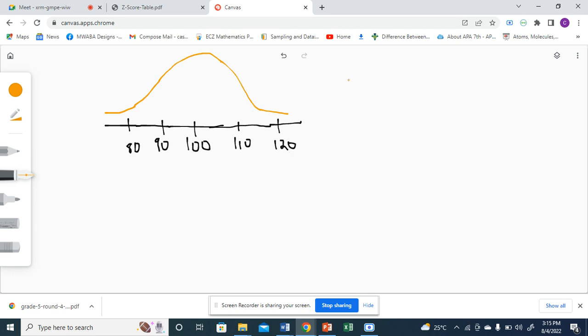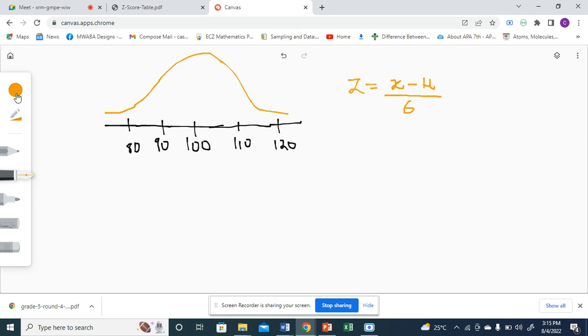So the formula for the z-score, we have to get our z-scores. Our z equals x, where x is the data point we'll be looking at, minus the mean, divided by the standard deviation.